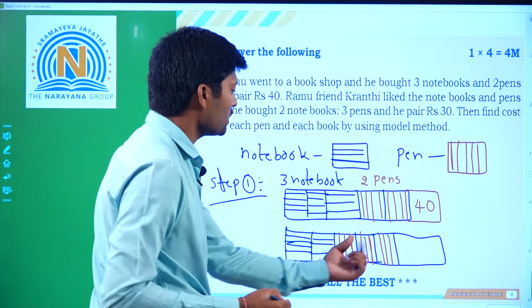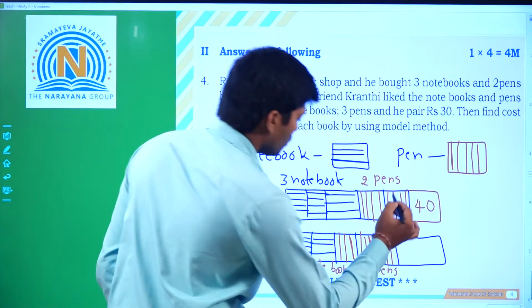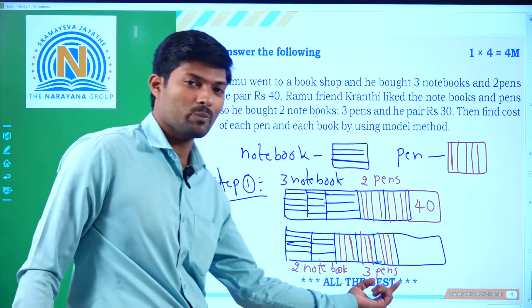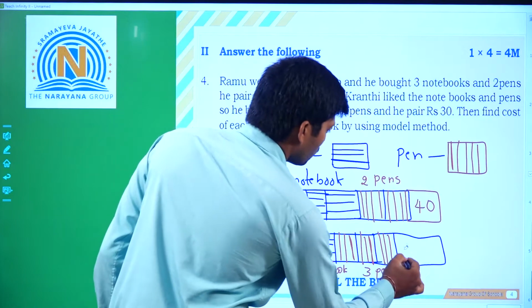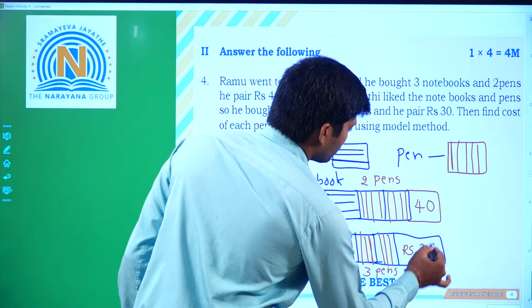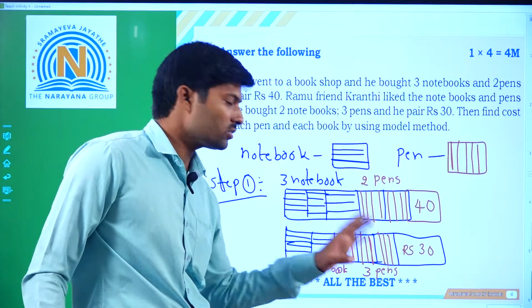Next, total how many pens? 3 pens. So, in order to buy 2 notebooks as well as 3 pens, how much do we need to pay? There is totally 30 rupees. So, this is relevant to the first equation and this is relevant to the second equation.